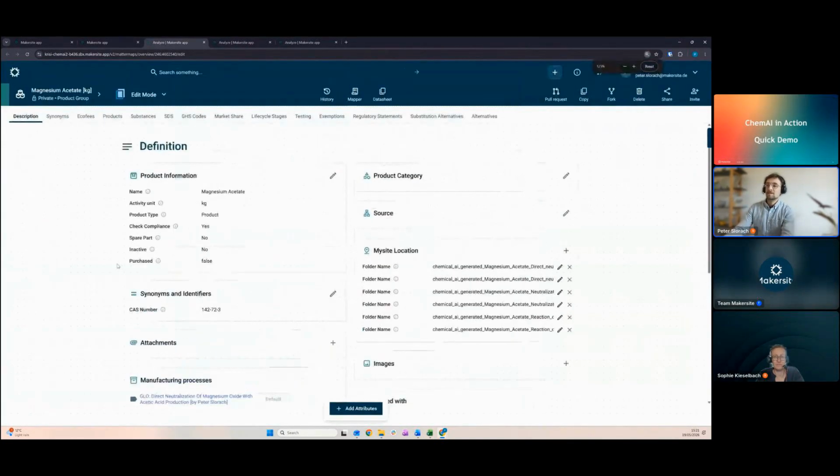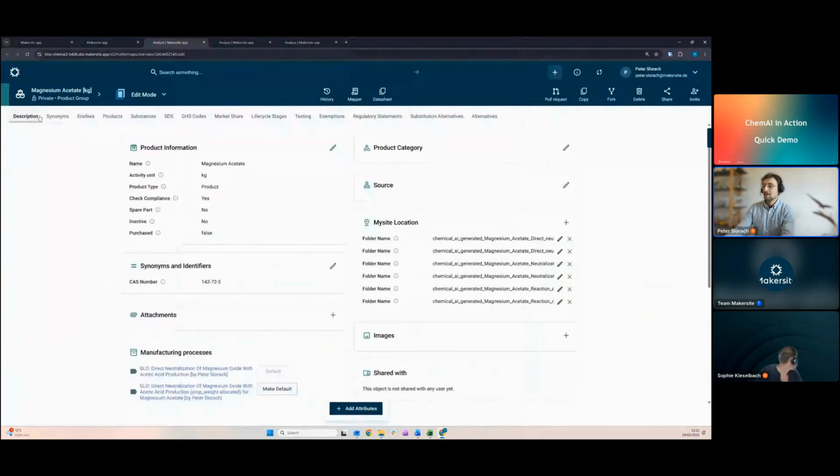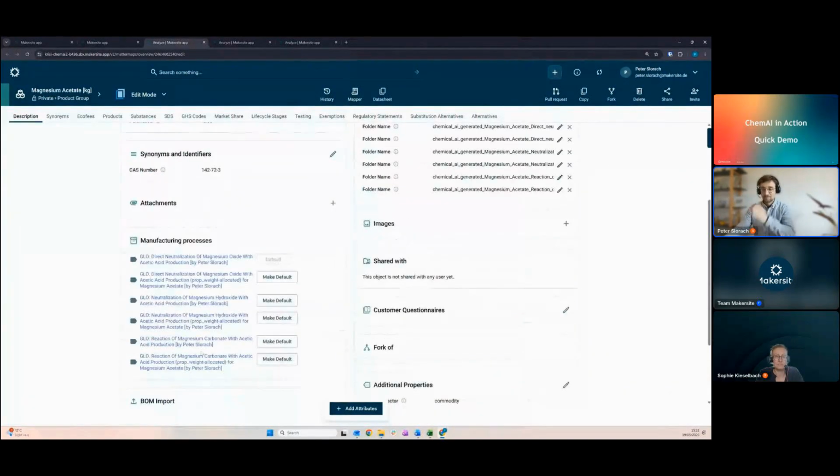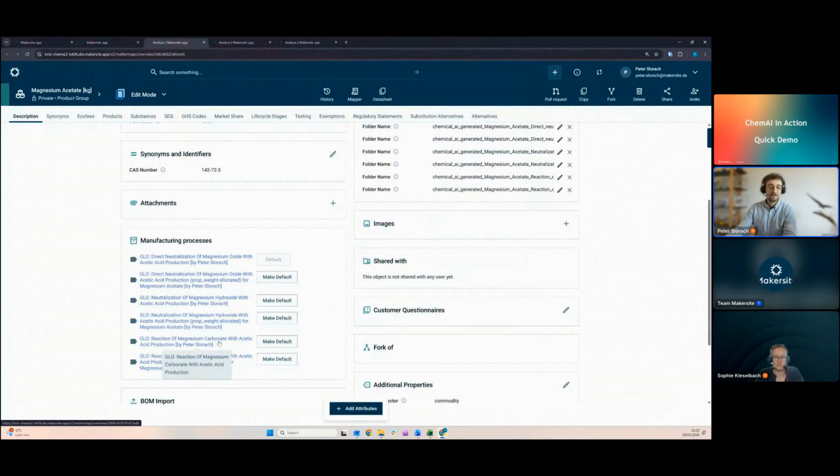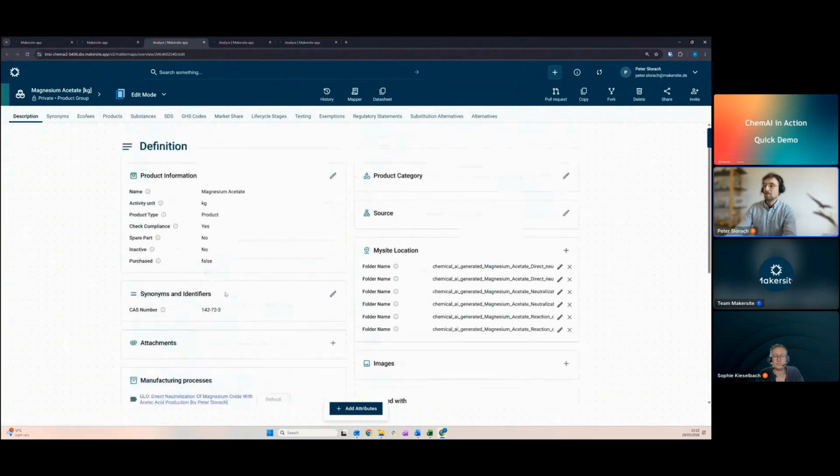So what it's done is created a new product group for magnesium acetate and also a number of manufacturing processes. As I explained, ChemAI looks for the most typical manufacturing route for the chemical in question, but it will also generate a number of different manufacturing routes based on what it sees in the market. The one it's chosen is direct neutralization of magnesium oxide with acetic acid, but we can also see options for using magnesium hydroxide or magnesium carbonate as the main reactants in this chemical reaction. And you can readily choose the one that most suits your supply chain, or otherwise you rely on the one that's most typical for the market.